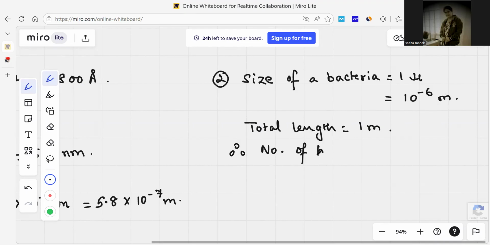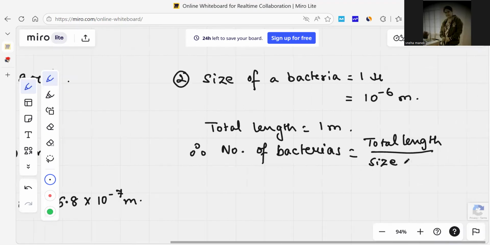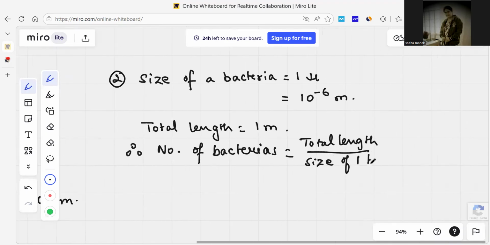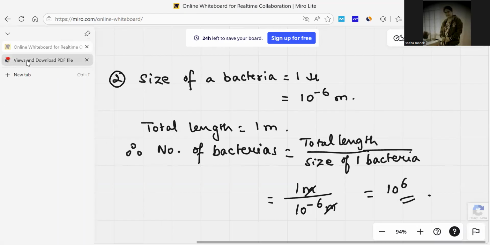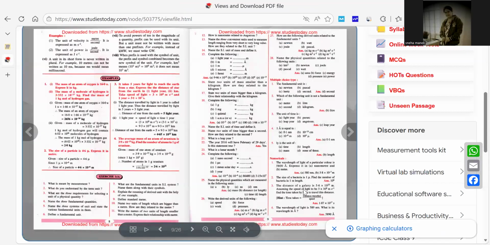So the number of bacteria, how are we going to solve this? The number of bacteria will be equal to total length by size of one bacteria. So the total length is 1 meter and the size of one bacteria is 10 to the power minus 6 meter. The units will get cancelled. 1 by 10 to the power minus 6 means 10 to the power 6 is our answer. Yeah, it's the answer.